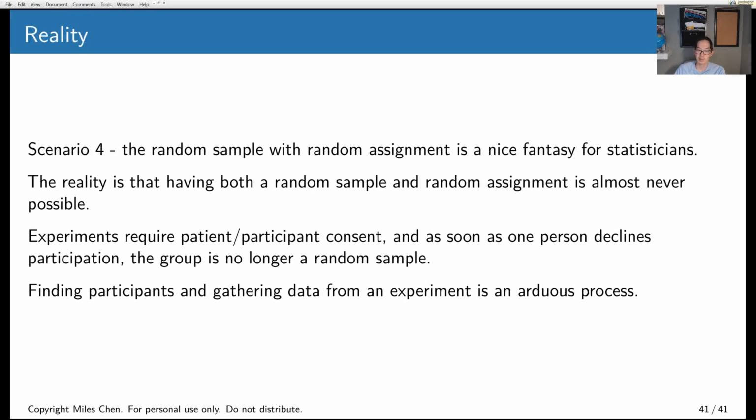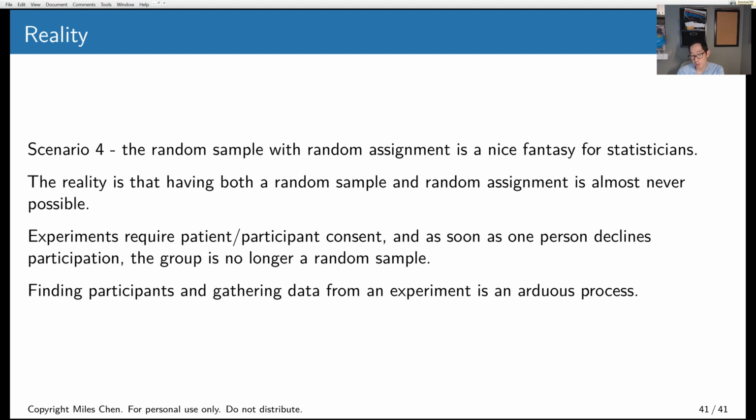Okay. Now, this last scenario of having both random sampling and random assignment is like this happy fantasy scenario. But in reality, it's almost impossible to have this scenario with both random sampling and random assignment. Okay. Experiments require basically patient or participant consent. And as soon as one person declines participation, now you no longer have a random sample. Okay, so it's almost impossible to have random assignment and random sampling at the same time.